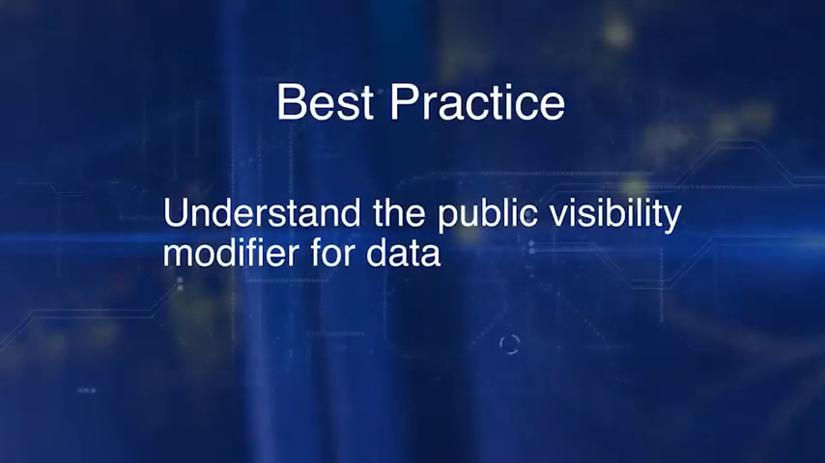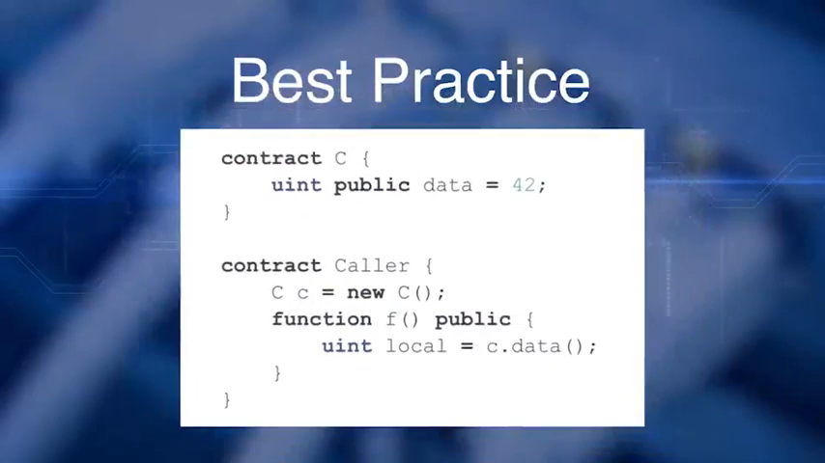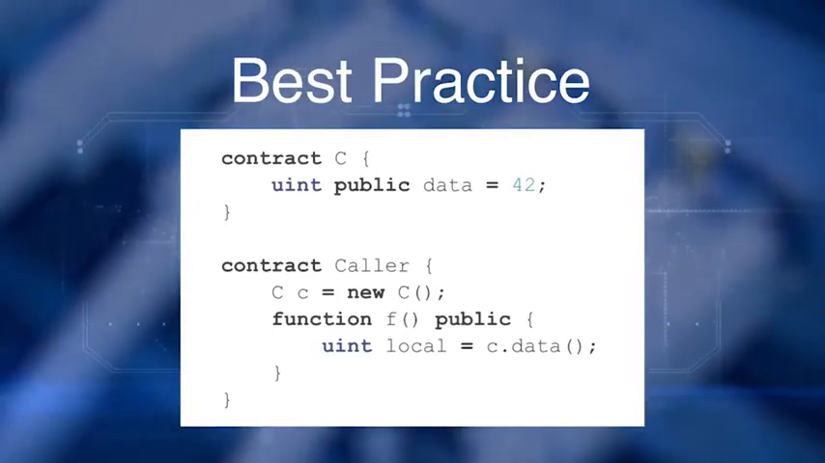Understand the public visibility modifier for data. All state variables are created as private. Any variable on the blockchain is viewable to all, irrespective of the visibility modifier. You have to explicitly state that a variable is public. When a variable is declared public, the Solidity compiler automatically creates a getter method to view the value of the variable. Internal to the contract, the variable is accessed as data. Externally, it is accessed as a function. Be aware of this difference in accessing the public data and the getter method.